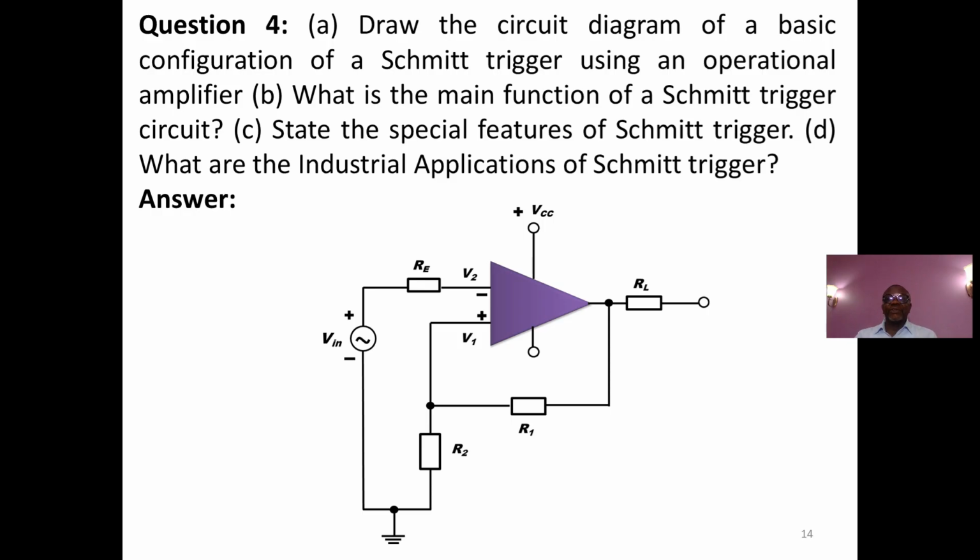What is the main function of this Schmitt trigger? And state the special features of Schmitt trigger. What are the industrial applications of Schmitt trigger? Remember that we are now talking of those basic components that are used in designing electronics and electronic devices.